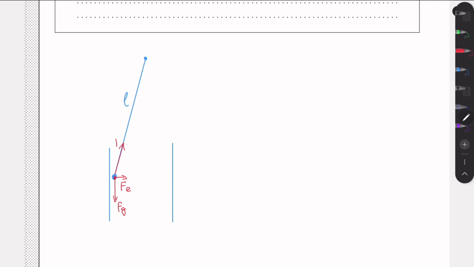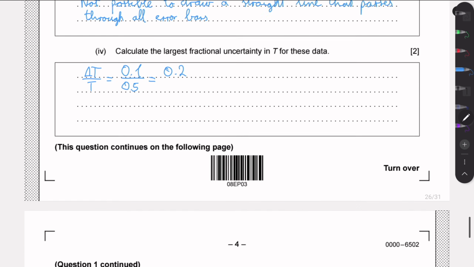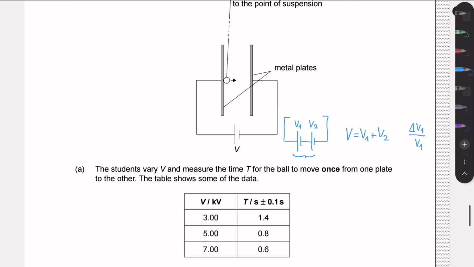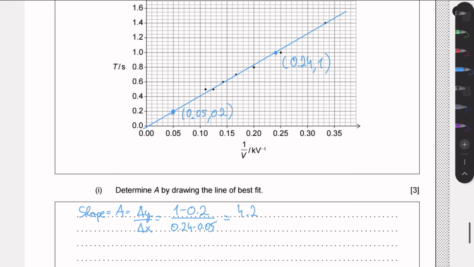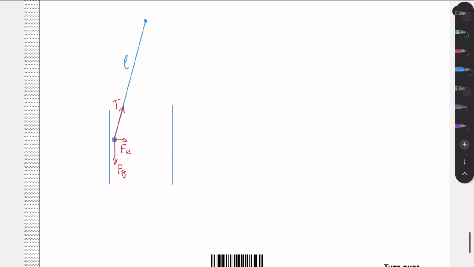Now, in this experiment, what we are investigating is the effect of the potential difference on the time period, right? This is what we're trying to investigate. We're changing the potential and we're measuring the change in the times, also what this model represented. So essentially what we want is really only the electric force should be affecting this experiment. We don't really want any other forces that shift the results of our experiment.